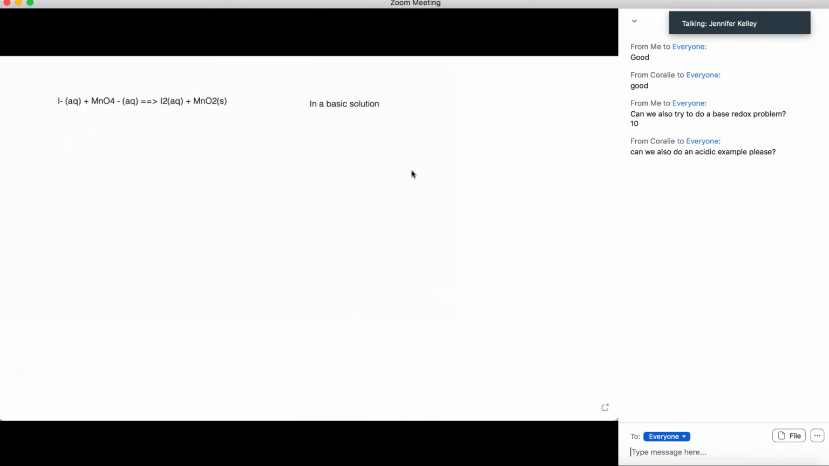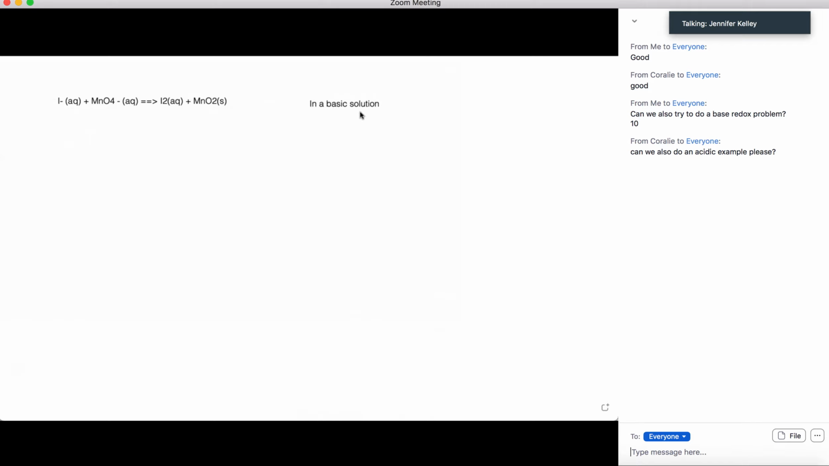When I say basic solution, I don't mean like a simple solution. I mean like there's a base as opposed to an acid in it. So the first part is just like we would do in all of the other equations. You're going to assign oxidation numbers. So we'll do that.